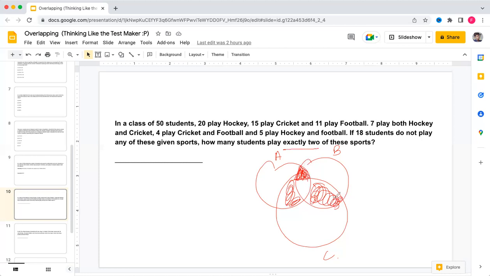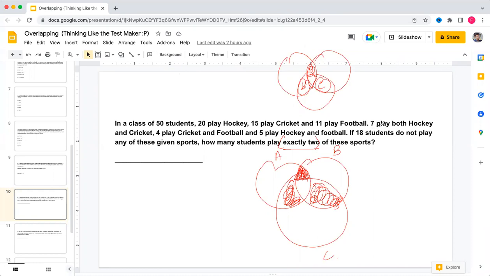Here I have B and C, but not A, and here I'm incorporating only A and C, but not B. But if I include all of these, that means I'm incorporating the third one as well. But the question asks about exactly two. So if you draw the Venn diagram, this is A, this is B, and this is C. The question asks about A plus B plus C. You need to subtract this thing from all of this so that you will get A, B, and C.